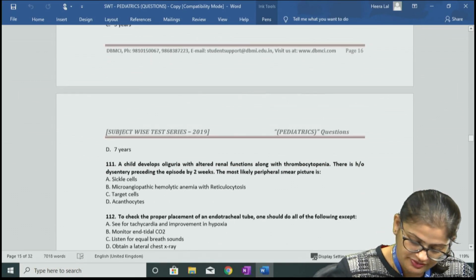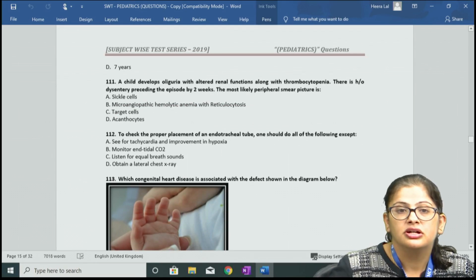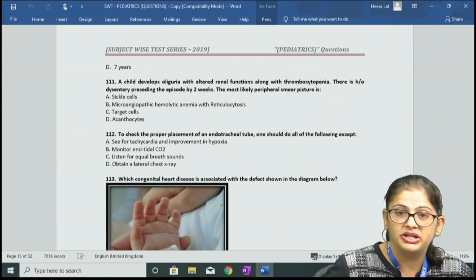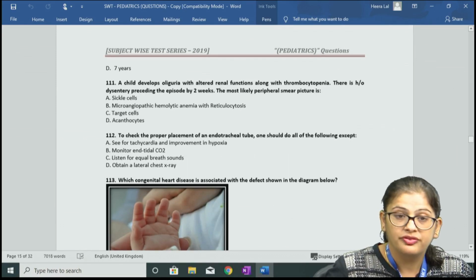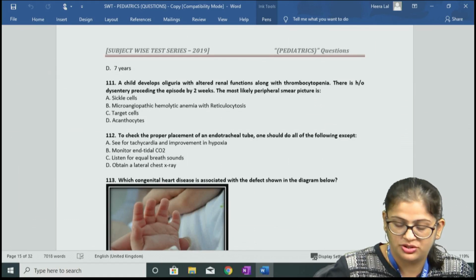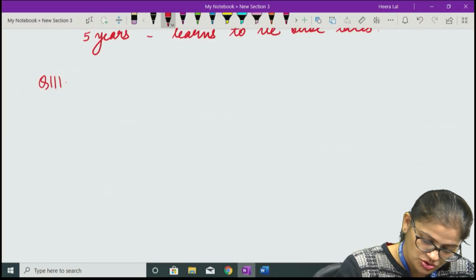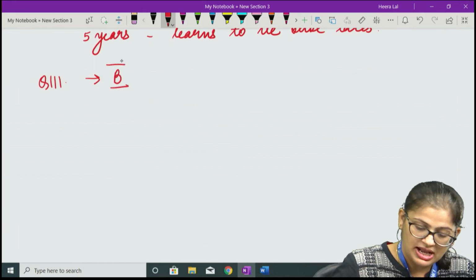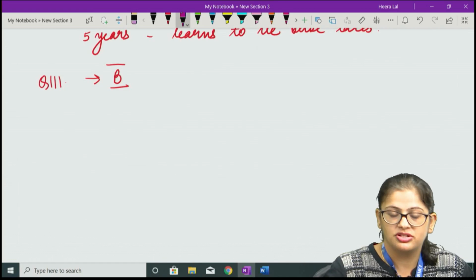Question number 111 was, a child develops oliguria with altered renal functioning along with thrombocytopenia. There is history of dysentery preceding the episode by 2 weeks. The most likely peripheral smear picture is, and the correct answer is option B, that is microangiopathic hemolytic anemia with reticulocytosis. So how should you approach this question?